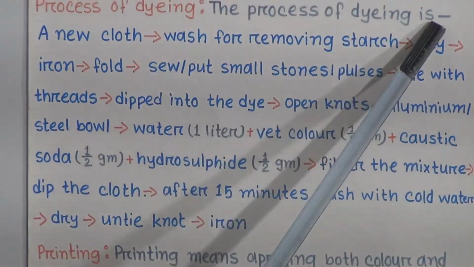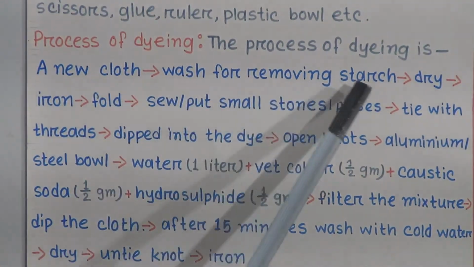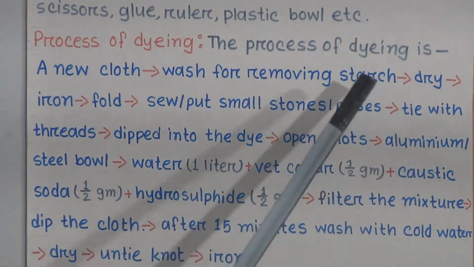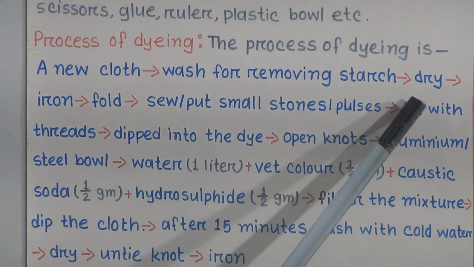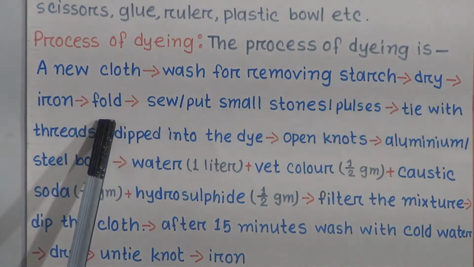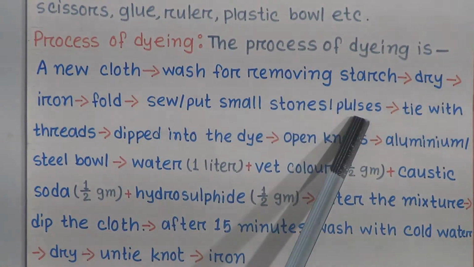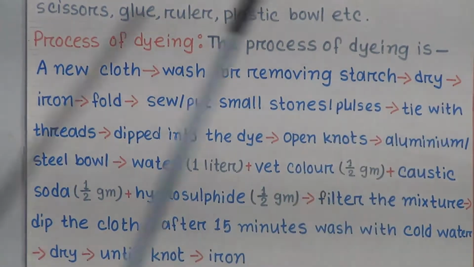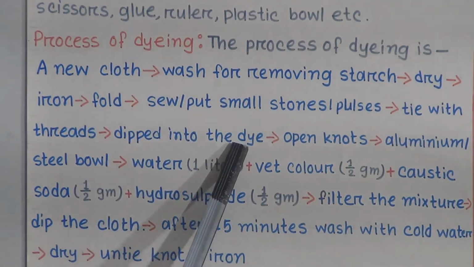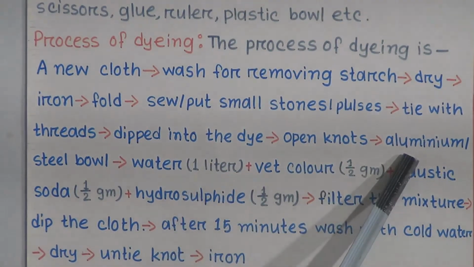Now we'll learn the process of dyeing. First we have to take a new cloth and wash it for removing starch, because if starch is in the cloth it will not be good. Then after washing we have to dry the cloth. Then we have to iron it and fold it. Then we have to sew or put small stones or pulses inside the knot. Tie with threads. After that we have to dip the cloth into the dye. Then we have to open the knots.